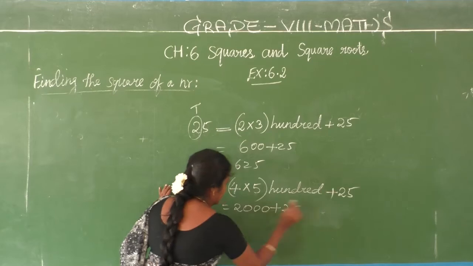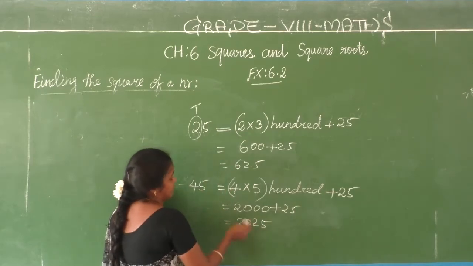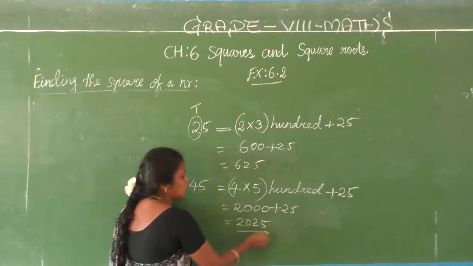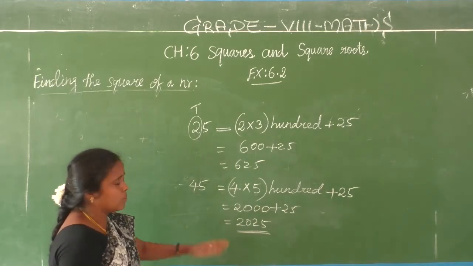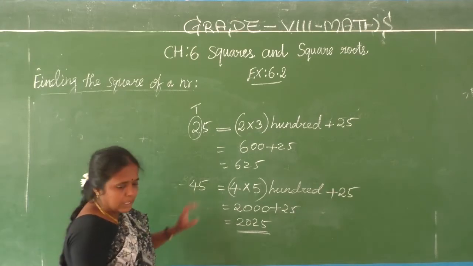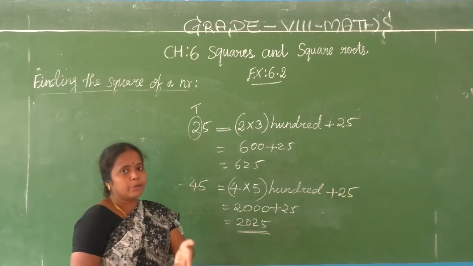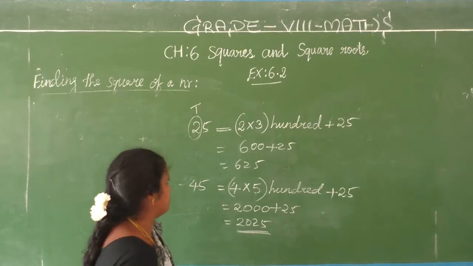Plus 25. So 2025. 45 squared, the square of 45 is 2025. You can check this pattern. You can apply this rule for any two-digit number ending with 5. Clear? So in this list, a few questions are given in the first section that also are to be completed.